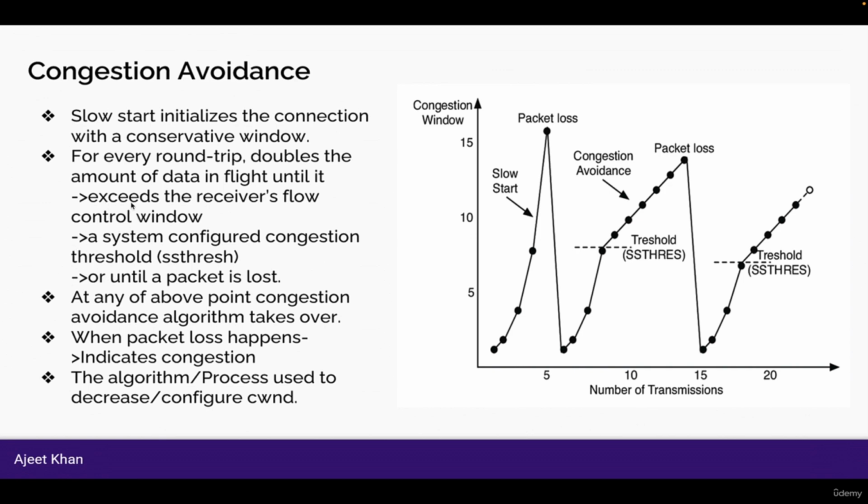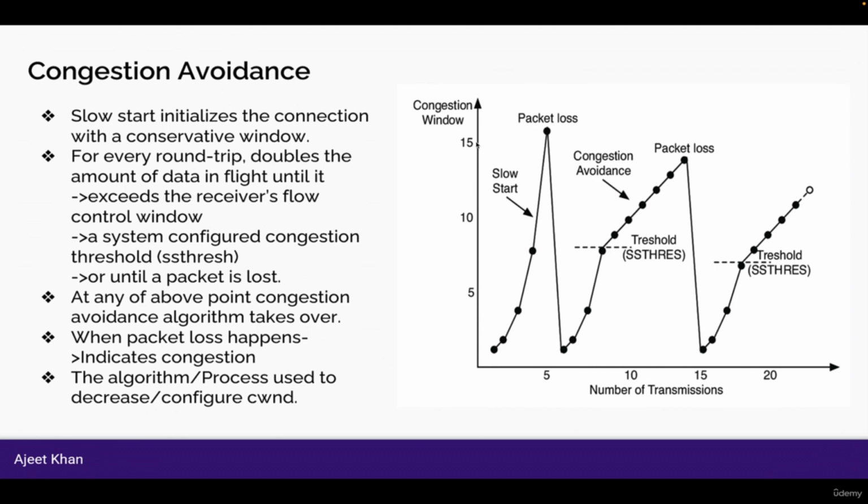One condition is if it exceeds the receiver's flow control window, or if the threshold is reached, or a packet is lost. So either of these will be an indicator to stop the sender from doubling the amount of data in flight. So at any point of the above, the congestion avoidance algorithm takes over. When packet loss happens, it simply indicates congestion, and the algorithm is used to decrease or configure the CWND.